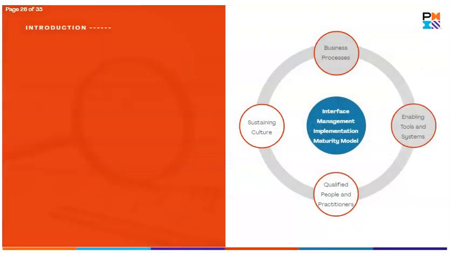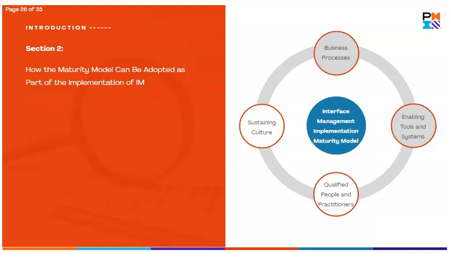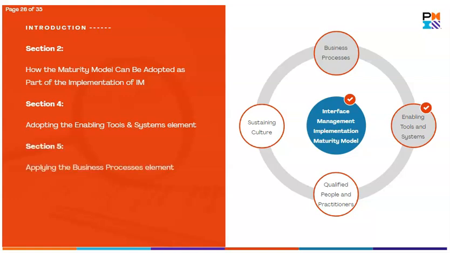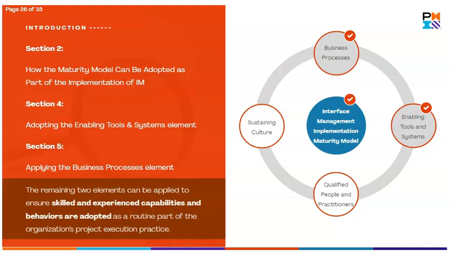You should now understand the relationships, hierarchies, roles and responsibilities, and core competencies involved in IM. In Section 2 of this course, we discussed how the maturity model can be adopted as part of the implementation of IM. In Section 4, we discussed the adoption of the enabling tools and systems element of the IM maturity model. In Section 5, we explored how the business processes element can be applied in IM implementation. Let's now look at how the remaining two elements can be applied to ensure skilled and experienced capabilities and behaviors are adopted as a routine part of the organization's project execution practice.